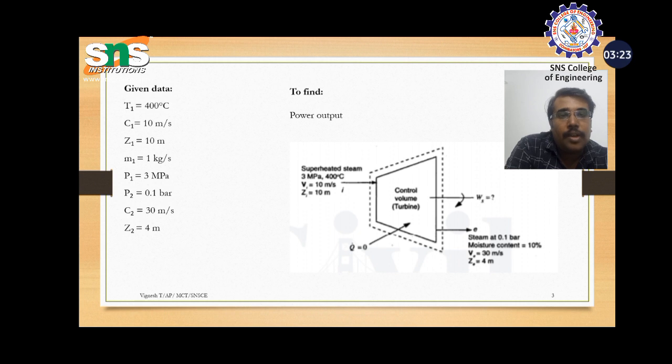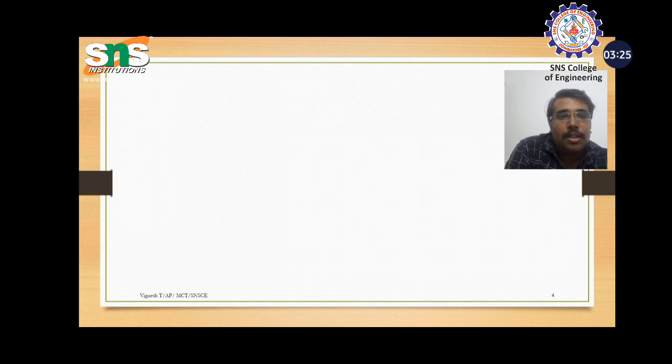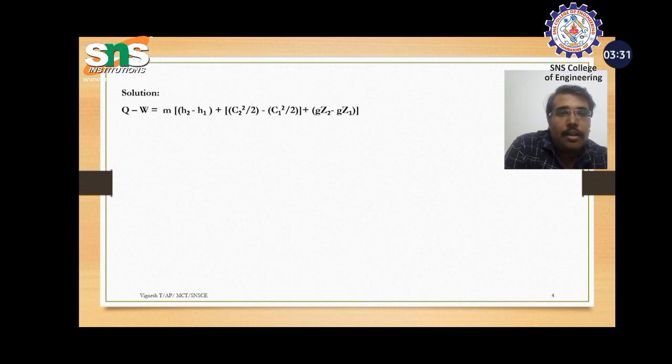What we need to find out is the power output. So first we need to write down the steady flow energy equation. Q minus W is equal to m into (h2 minus h1 plus (C2 square by 2 minus C1 square by 2) plus g into (Z2 minus Z1)), where g is the constant value 9.81. Substitute that term.